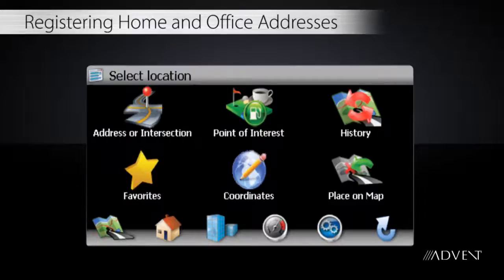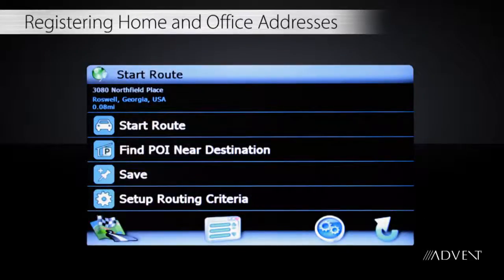After pressing the checkmark, the Start Route screen will appear. Press Save, then choose either Save as Home or Save as Office. The screen will say Home Location Saved. Press the checkmark icon and you have completed the setup process.